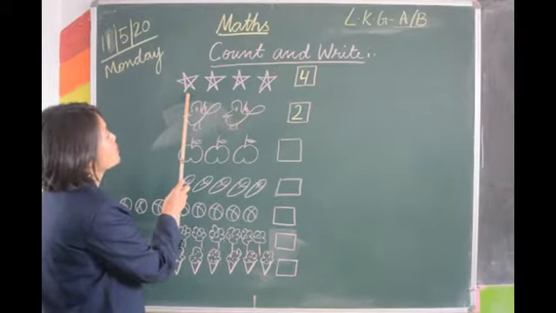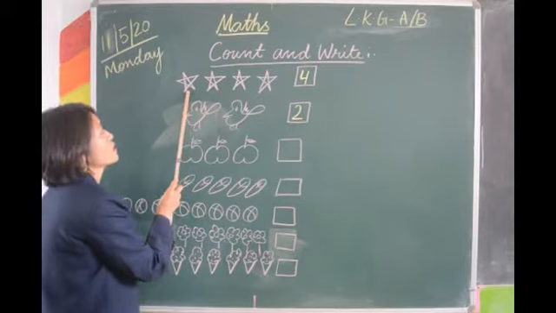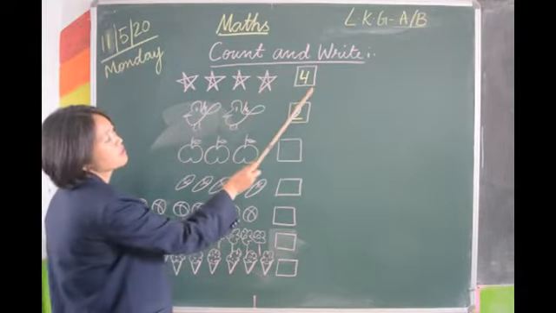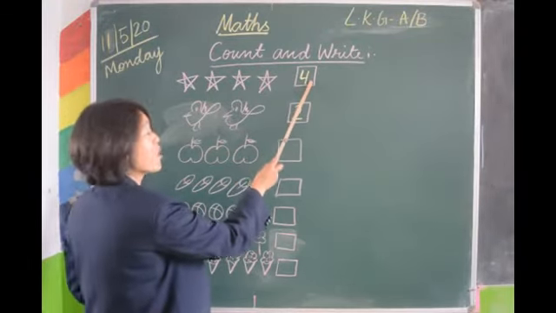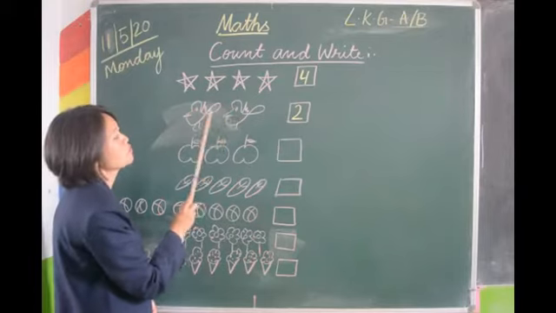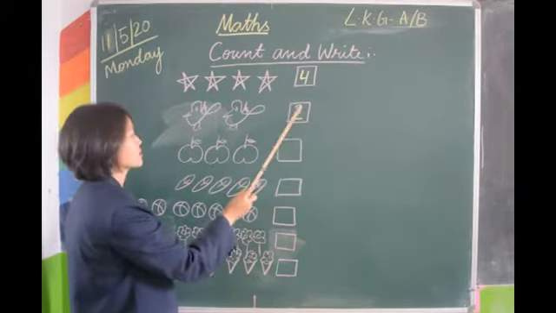Out here how many stars are there? 4. So count fast. Okay, 1, 2, 3 and 4. So we have written 4 inside the box. Here is 1, 2. So 2 birds are there. We have to write 2 here inside the box.